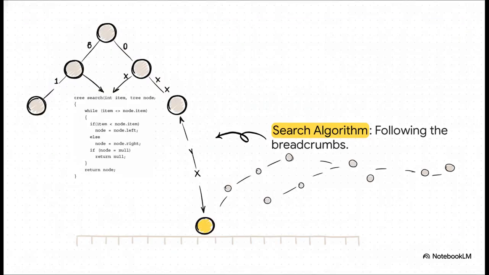Take a look at this search algorithm. See that while loop? It just keeps running, checking our golden rule. Smaller go left, larger go right. It's basically just following a trail of breadcrumbs until it either finds the exact number you're looking for or it hits one of those null pointers.